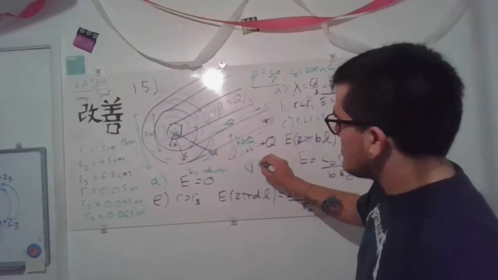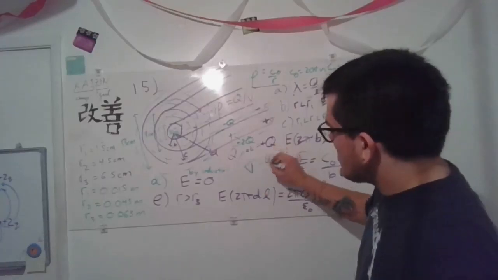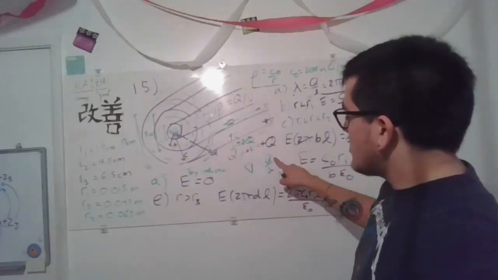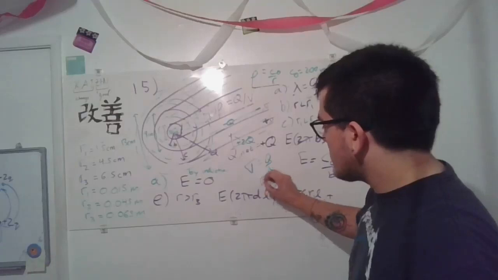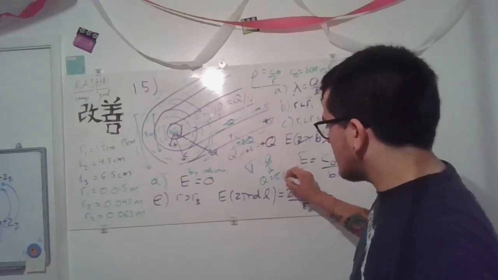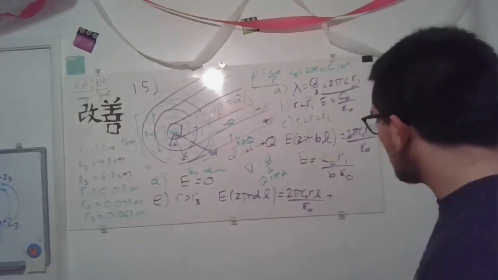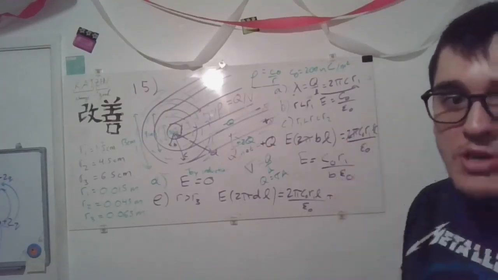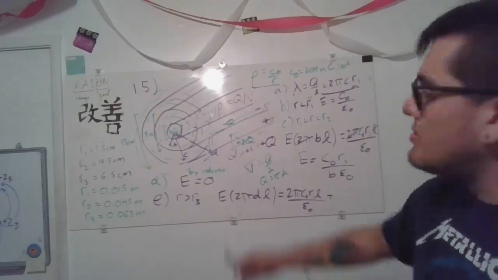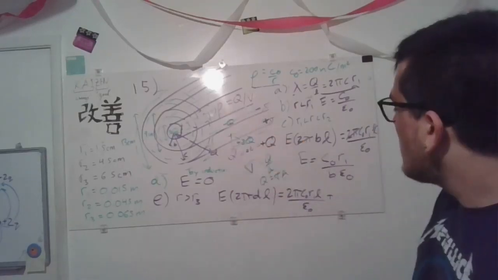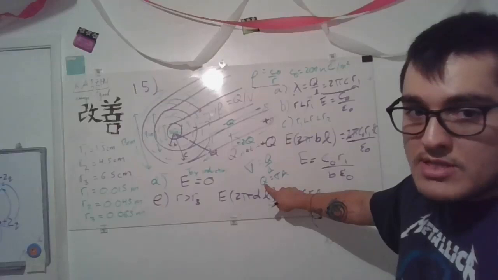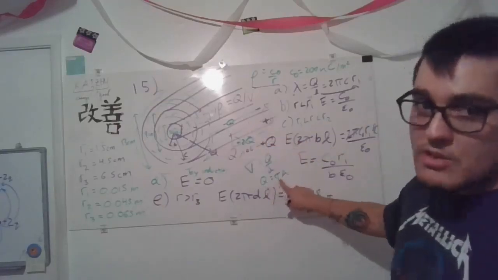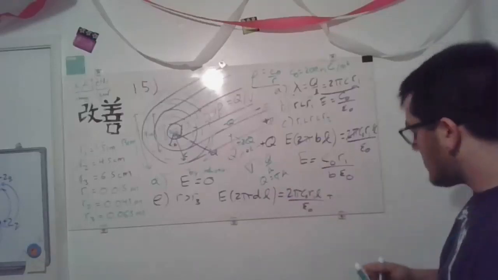So sigma is Q over A, right? So then the Q would be sigma times A, right? Cool. Sigma here is a uniform charge density. We're not told it's non-uniform. Only the inner one is non-uniform. So this is the Q due to the outer cylinder, and you can plug this in. Q is sigma times A.